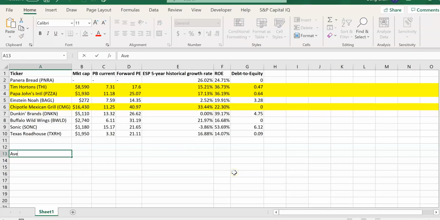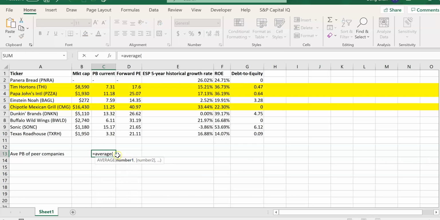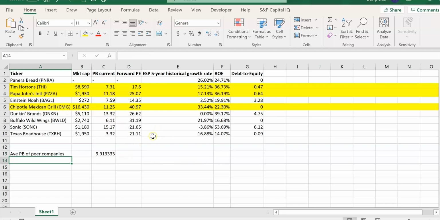So first is to calculate the average PB ratio of peer companies. This can be done by using the average function, equals average and then open. I just choose the 3 numbers here. So C3, which is the PB for the first peer company, and then C4, that's the PB for the second peer company, and C6, which is the PB for the third peer company, and then close that.